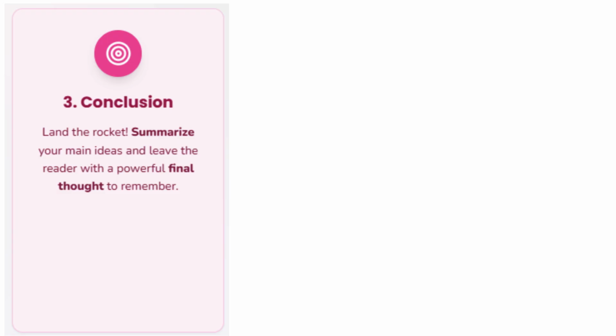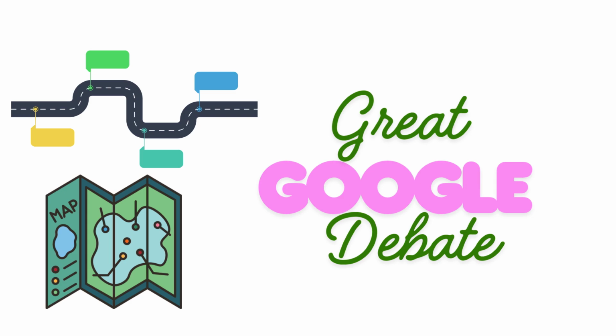And finally, stage 3 is the conclusion. This is how you land the rocket smoothly. Your conclusion needs to summarize your main ideas so the reader doesn't forget them. Then you wrap it all up by leaving them with a powerful final thought, something that will keep them thinking long after they finish reading.